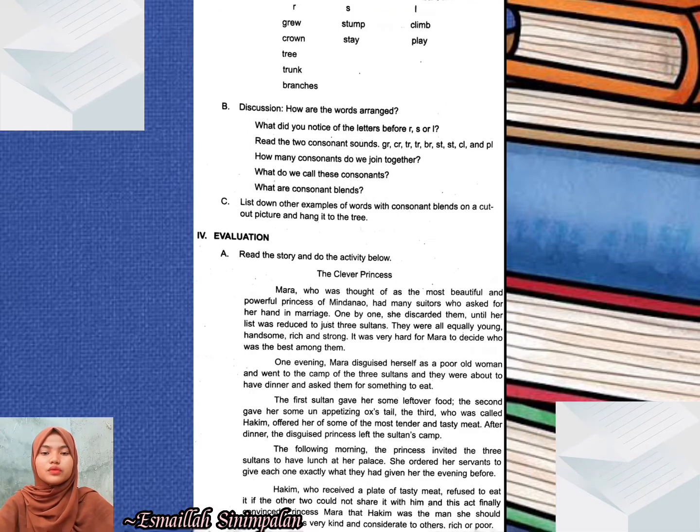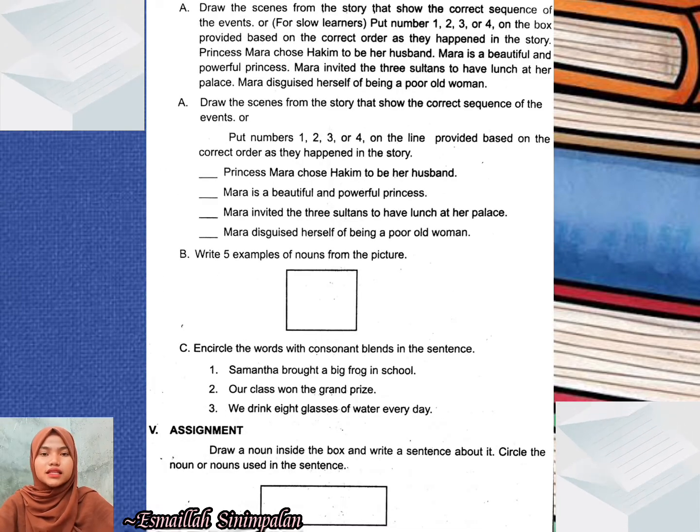For evaluation, let your students read and understand the story The Clever Princess, because after reading, they will be having an activity. And lastly, the assignment. Let your students draw a noun in the box and write a sentence about it.